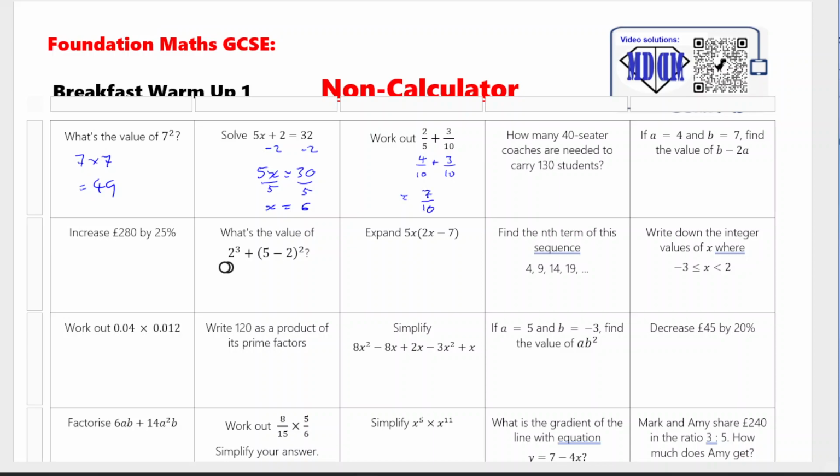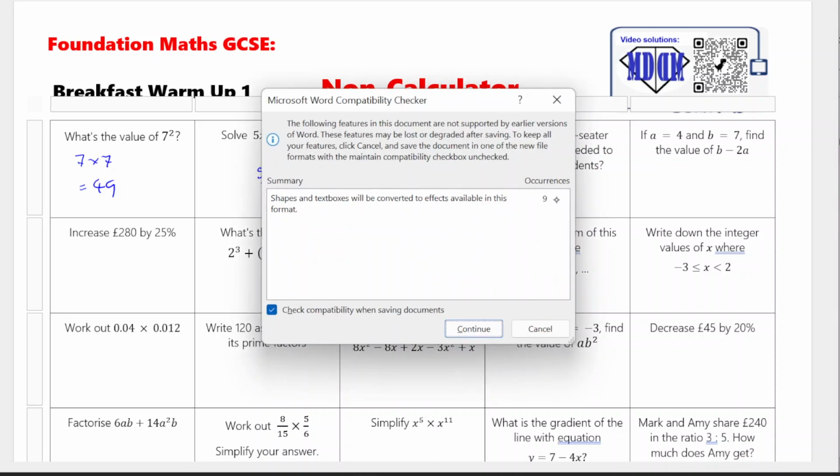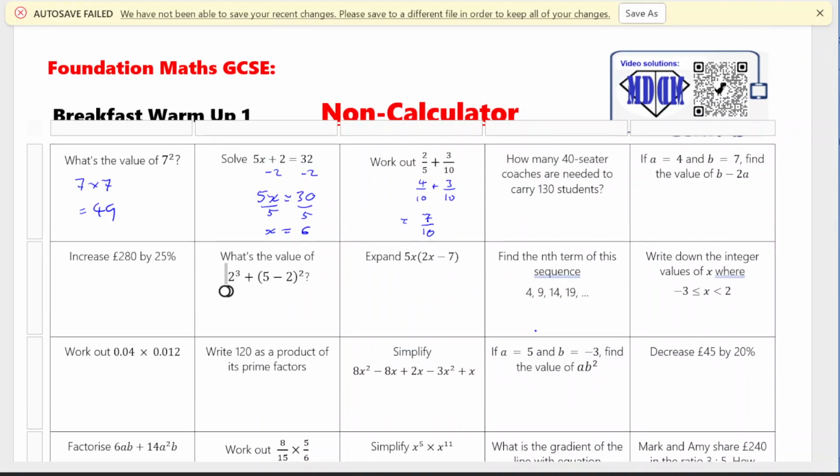For the fourth one along, how many 40-seater coaches are needed to carry 130 students? So we're doing 130 divided by 40. Make that easier for ourselves. 13 divided by 4 goes in fully 3 times with 1 left over. So we would need 3 1/4 coaches, so we would need 4 coaches.